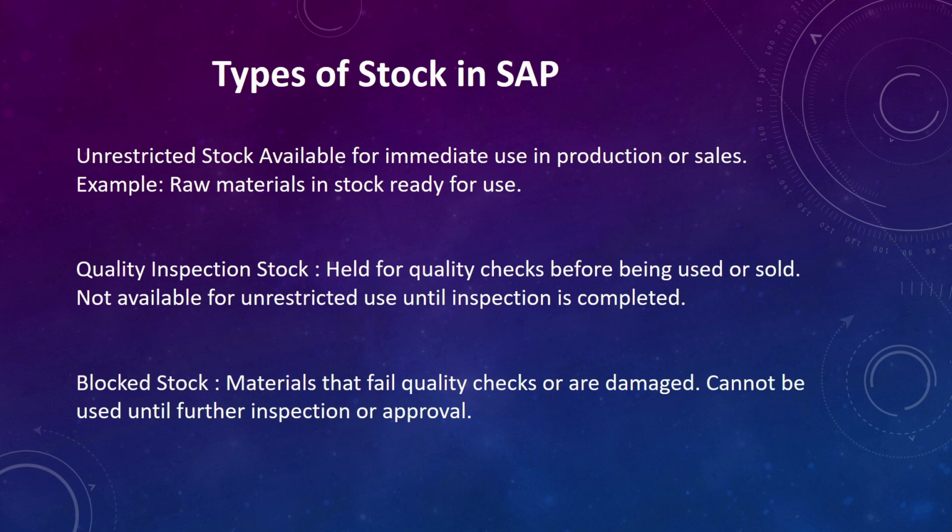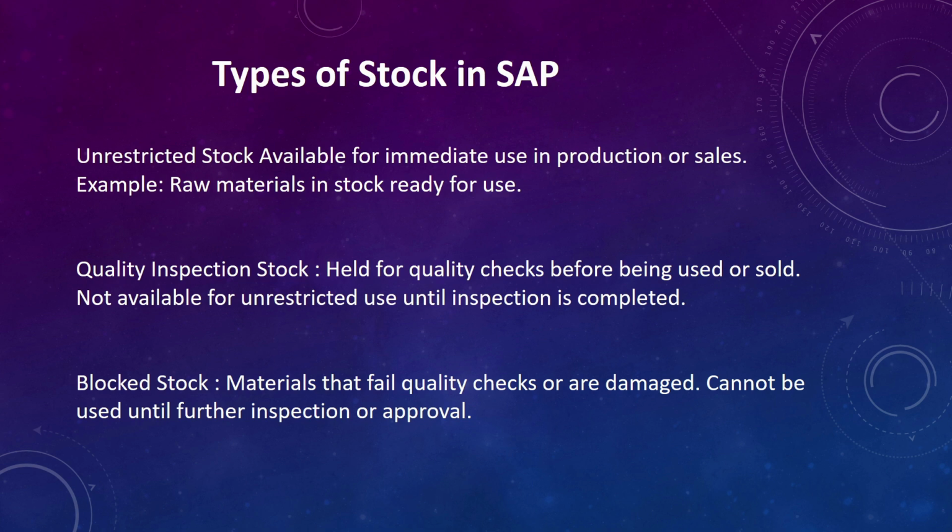Next we have the blocked stock. Blocked stock is material that cannot be used at all. This can be material that has failed the quality checks or is damaged. It cannot be used until further inspection or approval. This stock remains blocked until rework, scrap or management approval. And this blocked stock is not available for MRP also. So a quick summary on general stock: unrestricted stock, quality stock and blocked stock.